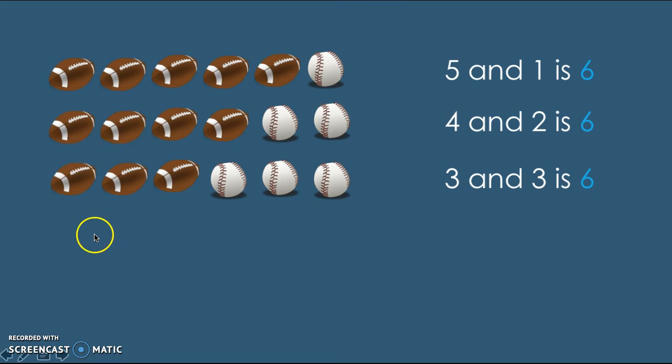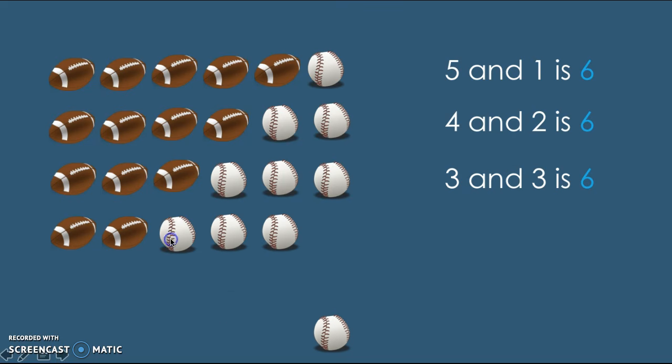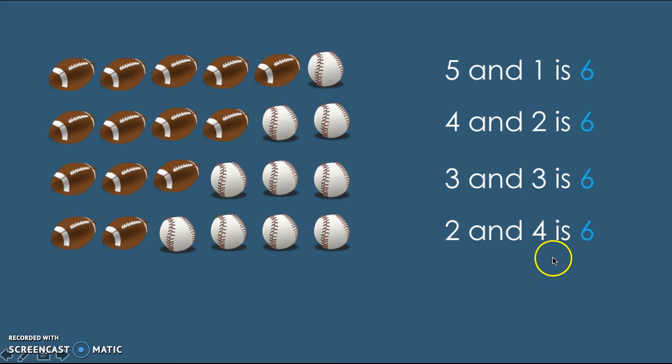So I had 3. What if I start with 2? Oh my goodness, how many balls would I need? Let's say 2 and count on: 1, 2, 3, 4, 5, 6. How many footballs did I have? 2. And how many baseballs? 1, 2, 3, 4. 4. So 2 and 4 is 6.